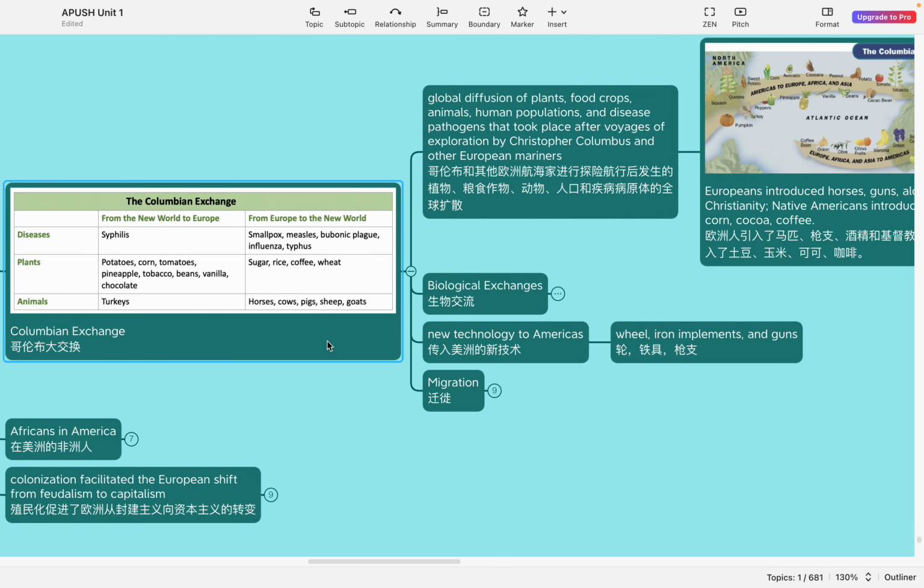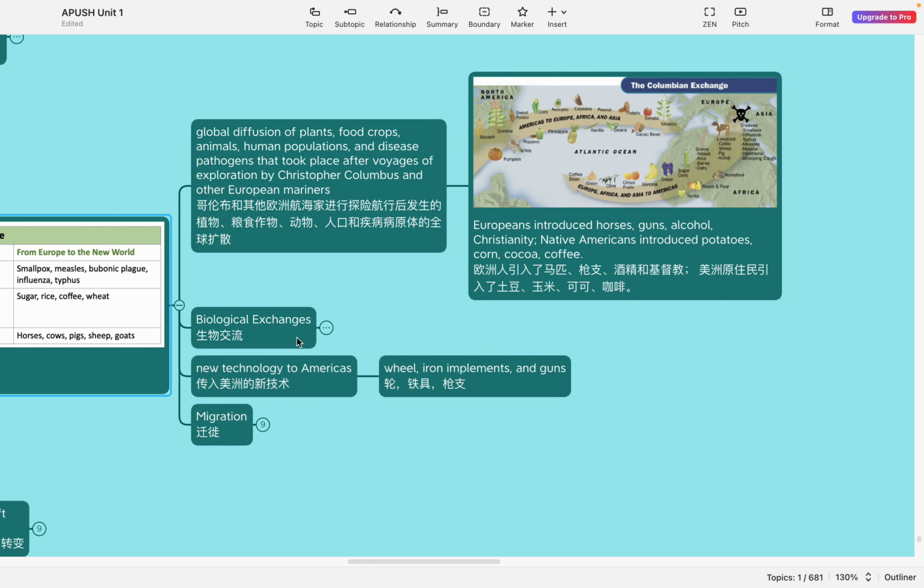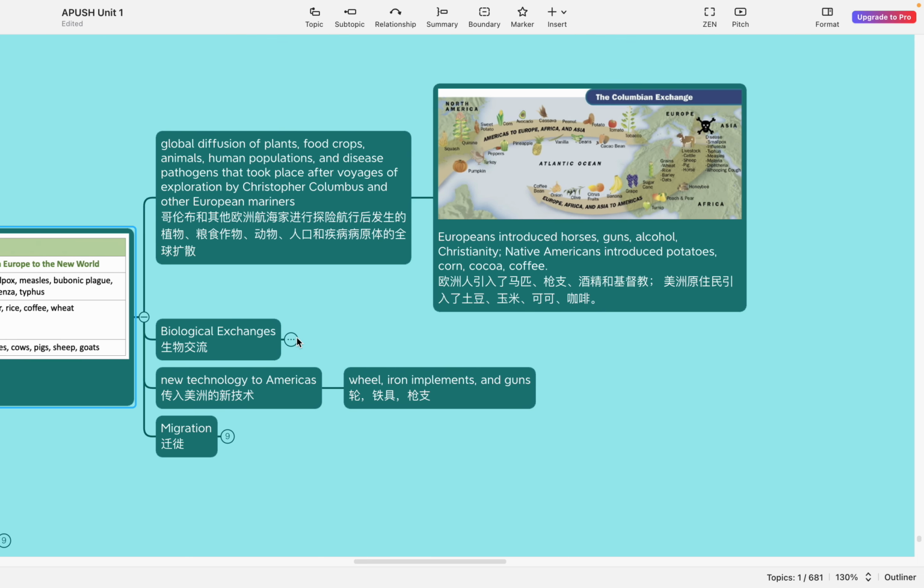Alright, after discussing the diverse interactions between indigenous people and Europeans, let's dive into the Columbian exchange. This concept refers to the global spread of plants, food crops, animals, people, and disease pathogens following the arrival of Columbus and other European navigators in the Americas. Think of it as history's most intense potluck dinner, where everyone brought something to the table, and some of it was really bad for you.